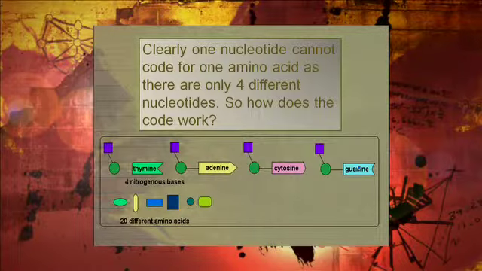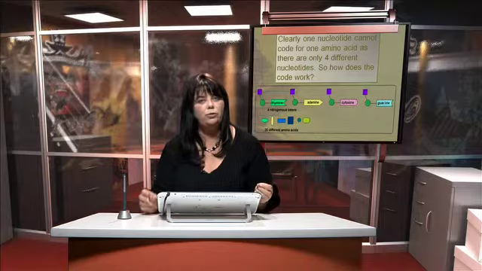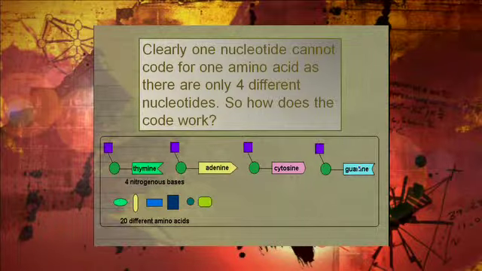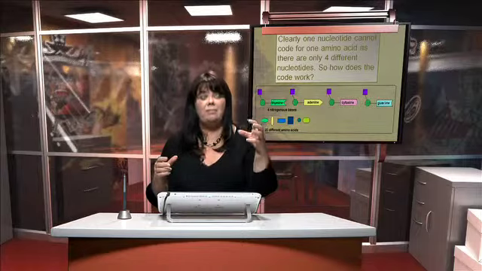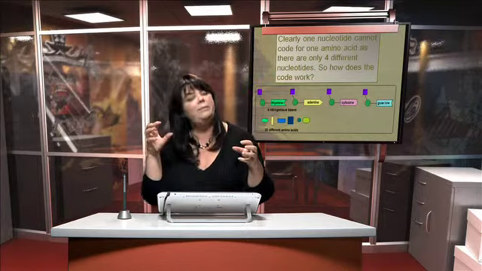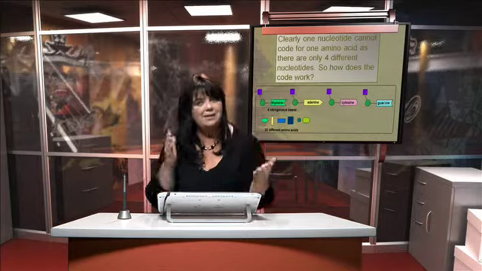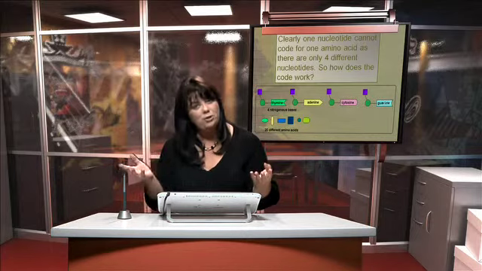Now, we have a whole lot of nucleotides. Clearly, one nucleotide cannot code for one amino acid because we've got a problem. There are 4 different nucleotides, but 20 different amino acids. So we can't have a one-on-one coding. For example, every time there is an adenine, well, that must be the amino acid valine, for example. It doesn't work that way. You can see that there's a problem with 4 and 20.